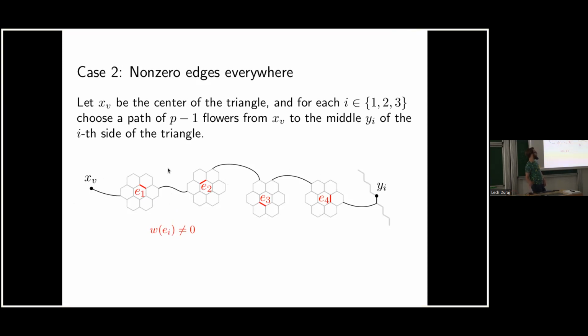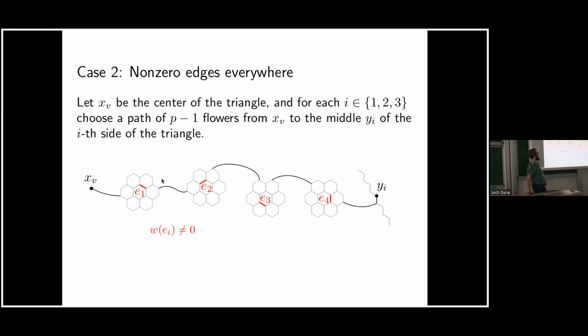So clearly, since we have a lot of non-zero edges, yes, we can find a path which jumps from a flower to another flower and so on, and finally visits yi, which is the middle of a side. And we have those paths of flowers for all sides of the triangle.